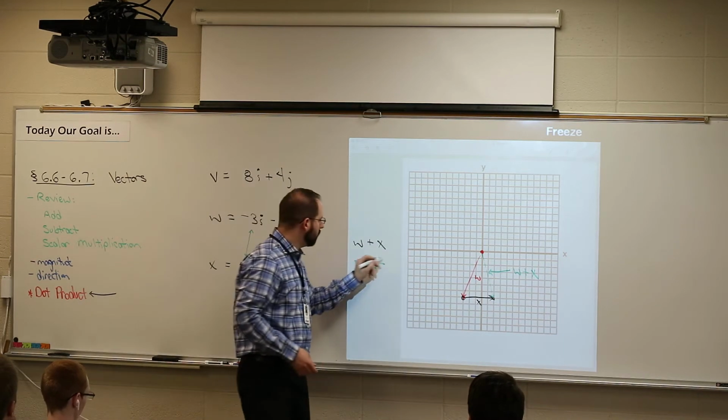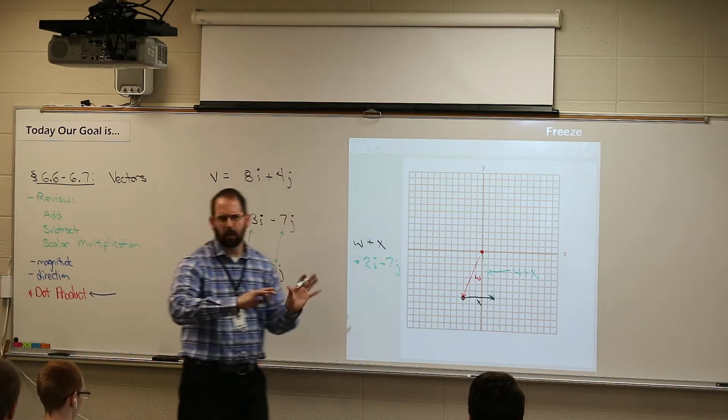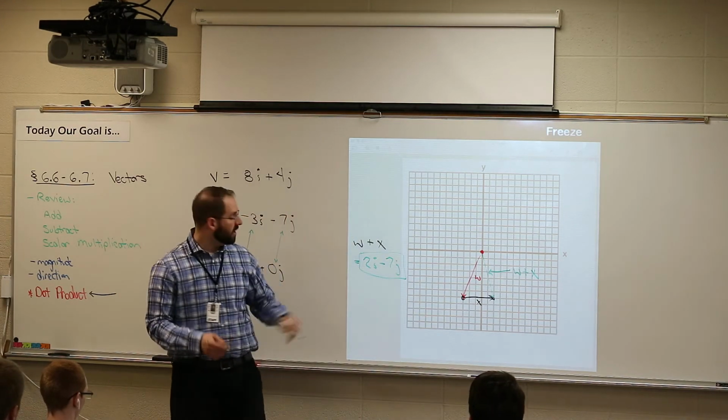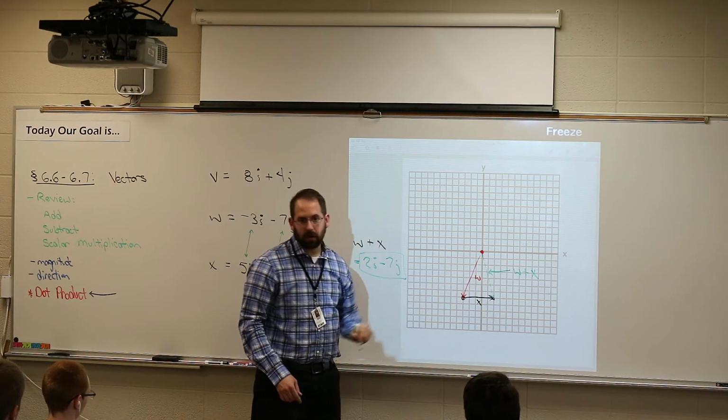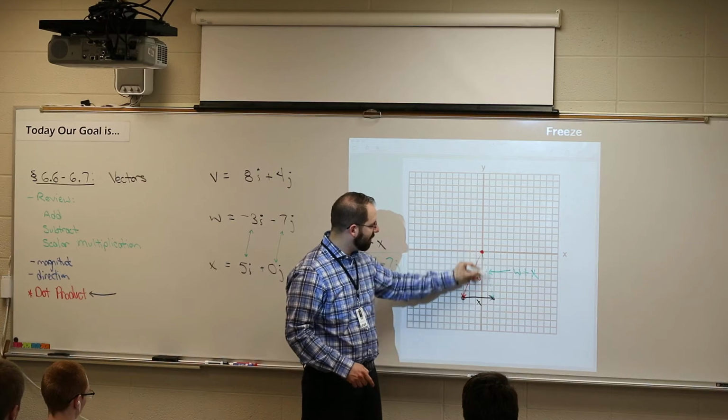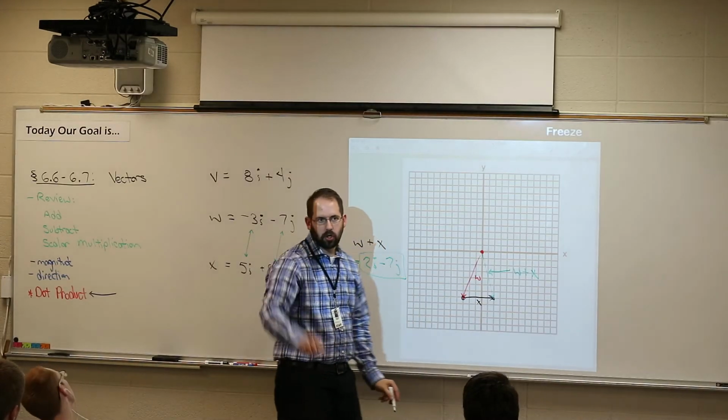Negative 7j, so minus 7j. You just put minus 7, you don't have to go plus negative, right? This is the answer I'm looking for. This thing that you're looking at is that green vector. So if I started on the origin, I could have just gone 2 over, 7 down, and got to the same location. That's what it's telling me.